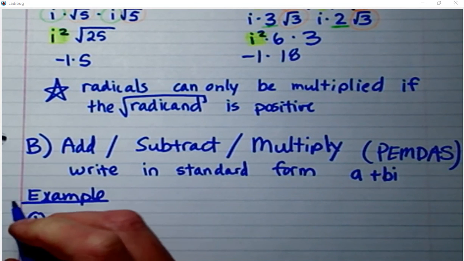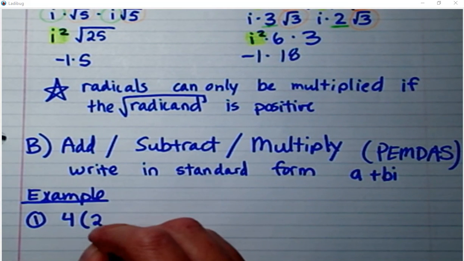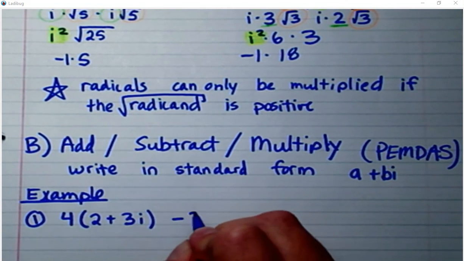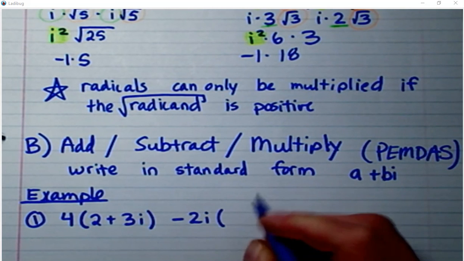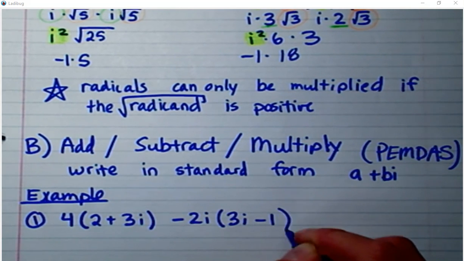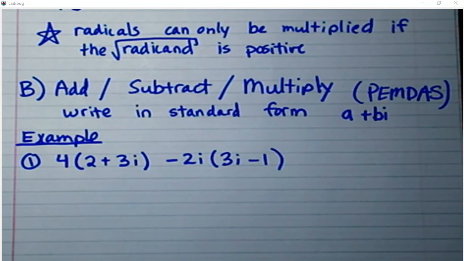Example. 4 parentheses 2 plus 3i. Wait, 2 plus? This is all one equation? Just write it. We're gonna do our PEMDASler. Okay.